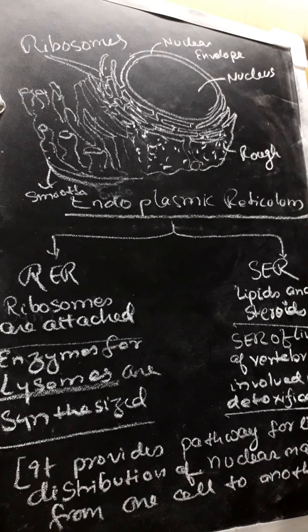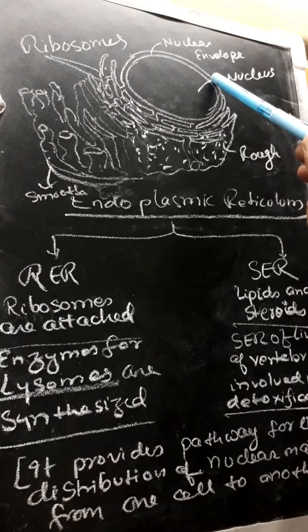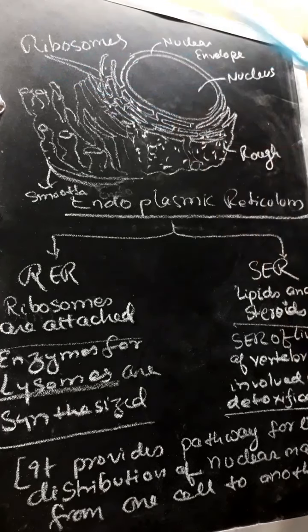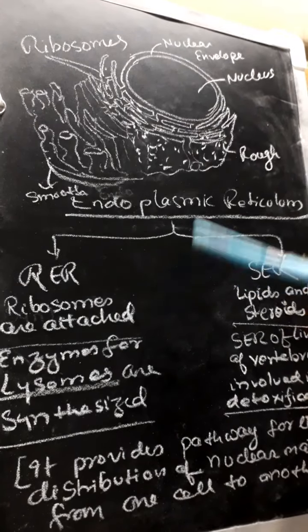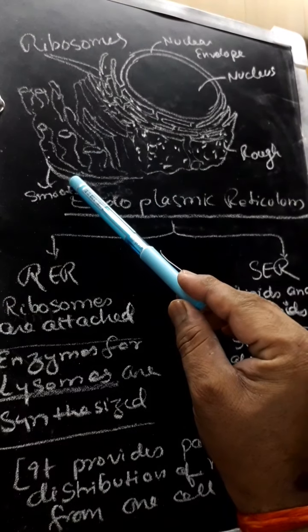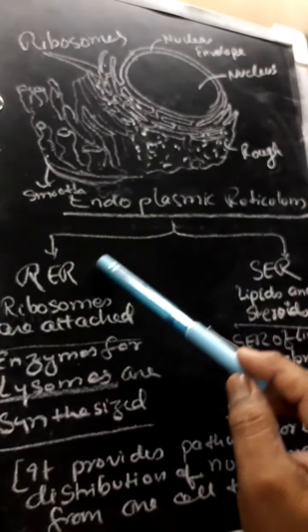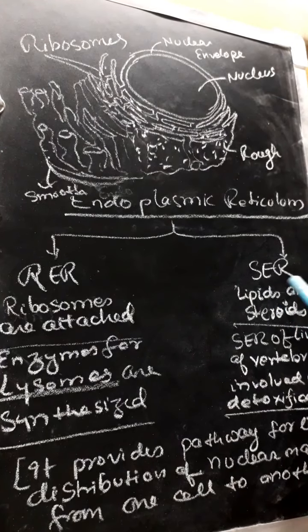Now let us see endoplasmic reticulum. Here one end of the endoplasmic reticulum is attached to the outer membrane of the nuclear envelope and the other end is attached to the cell membrane or plasma membrane. It provides a pathway for the distribution of nuclear material from one cell to another. It is of two types, rough endoplasmic reticulum RER and smooth endoplasmic reticulum SER.